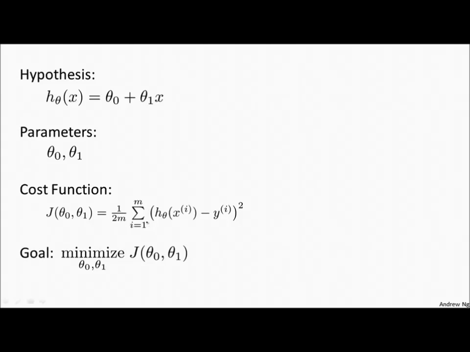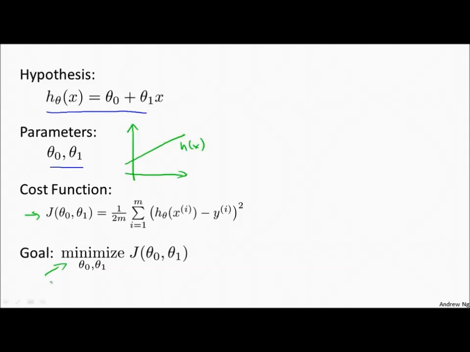To recap, here's what we had last time. We want to fit a straight line to our data, so we had this form as a hypothesis with these parameters theta 0 and theta 1, and with different choices of the parameters, we end up with different straight line fits to the data, h of x, like so. And there's a cost function, and that was our optimization objective.